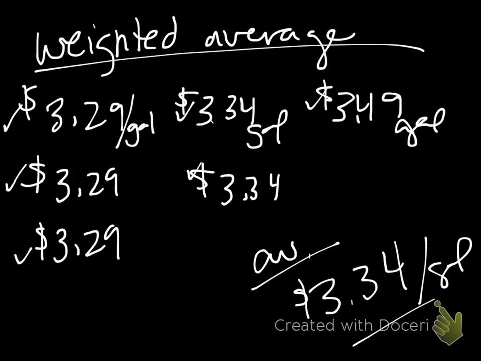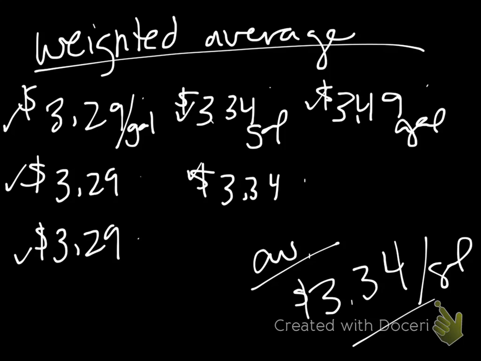There are a couple different ways you could have done this. There's more than one way to skin this cat. So you could have punched in 329 plus 329 plus 329 plus 334 plus 334 plus 349 divided by 6. You could have also done 329 times 3, close parentheses, plus, parentheses, 334 times 2, plus 349, divide the whole mess by 6. Gets you the same answer, right?